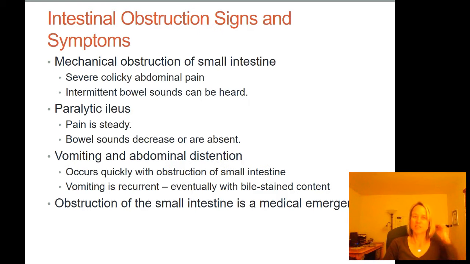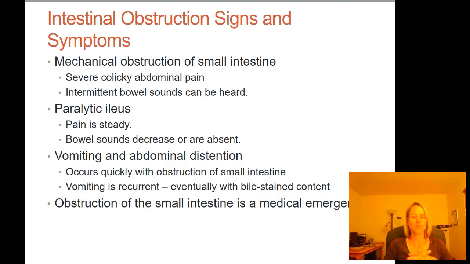Signs and symptoms of intestinal obstruction. With mechanical obstruction, we have severe colicky abdominal pain, so severe waves of pain, and we would hear intermittent bowel sounds with each wave of peristalsis. In contrast, with paralytic ileus, the pain is steady, so it's not colicky with each wave of peristalsis. Rather, it's just steady. The bowel sounds are decreased or absent, because the problem is a lack of peristalsis.